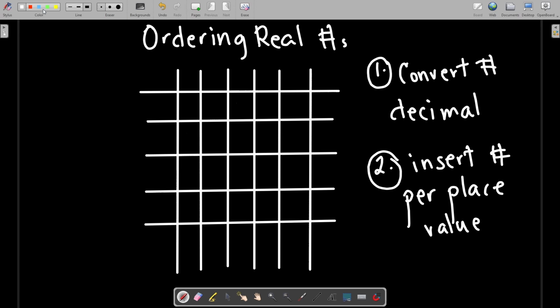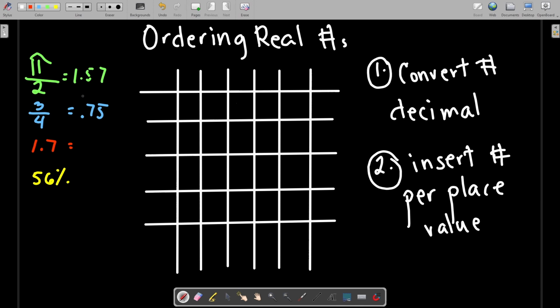I will give you some numbers. Pi over 2. Let's do 3/4. Let's do 1.7. And let's do 56%. We need to convert these numbers into decimal form. Pi over 2 is 1.57. Next, 3 over 4 is 0.75. Next, 1.7. Do we have to convert 1.7? No, we don't. It is already a decimal number, so no need to convert that one.